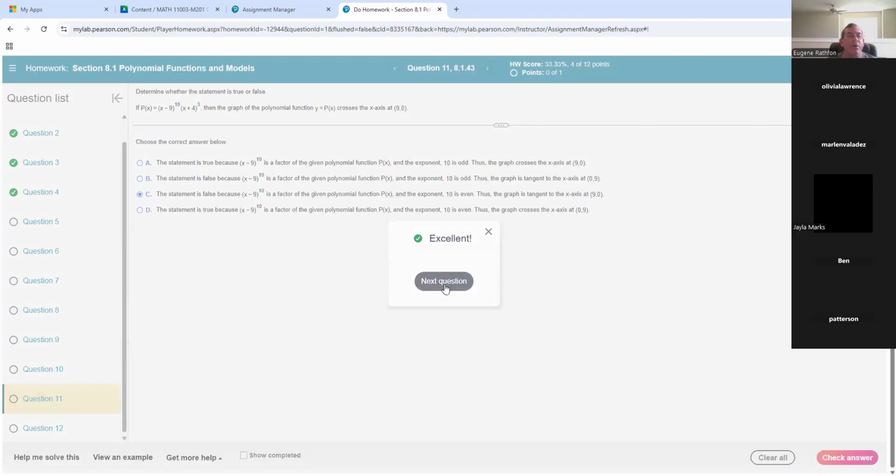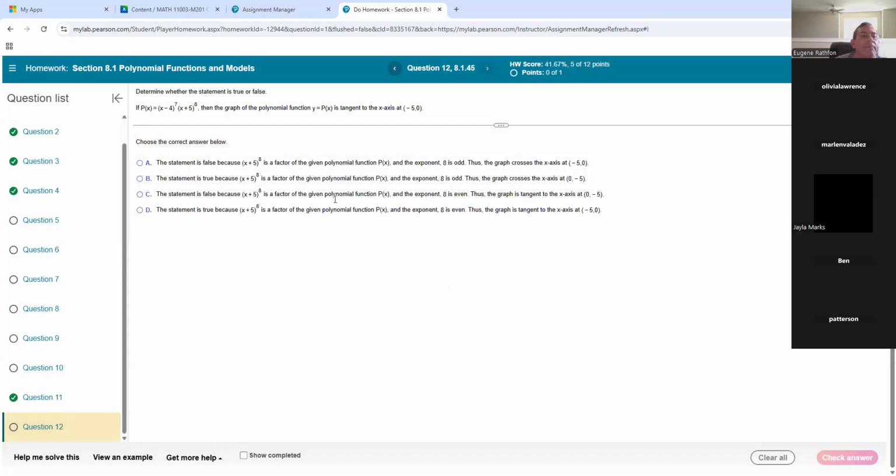So let's go to number 12, the last one. If P of X equals (X minus 4) to the 7th, (X plus 5) to the 8th, then the graph of the polynomial function Y equals P of X is tangent to the x-axis at (negative 5, 0). So which of the factors would give me a negative 5? That's going to be the X plus 5. And 8 is an even multiplicity, so this will be tangent. So that one's true. So Ben, what do we got?